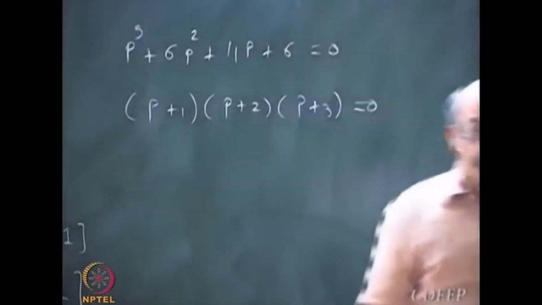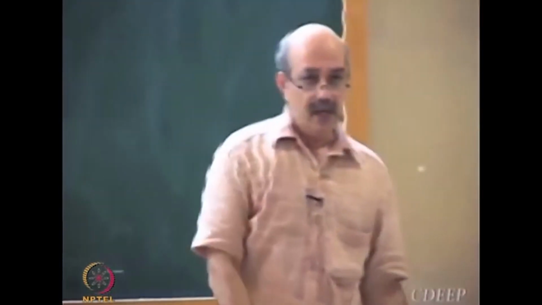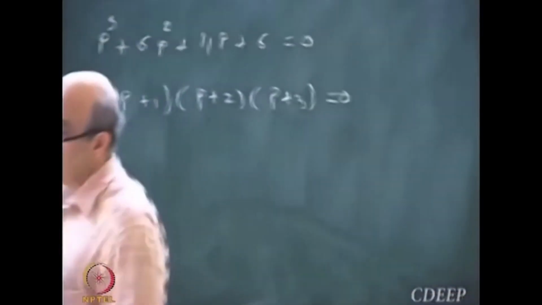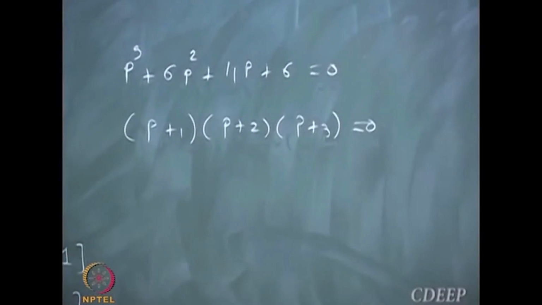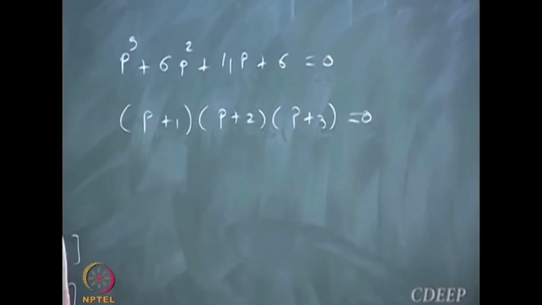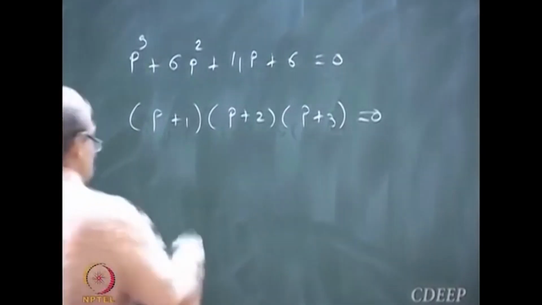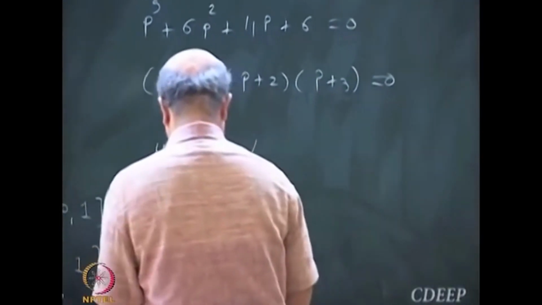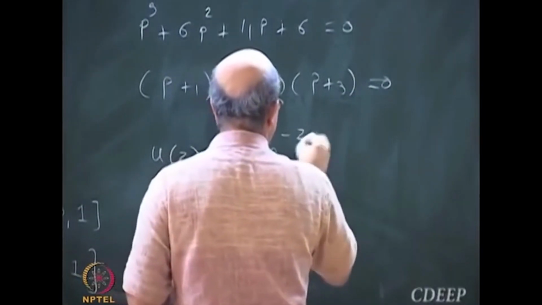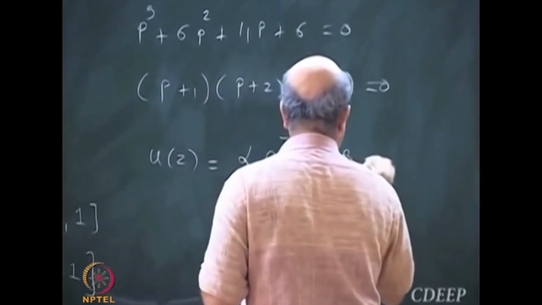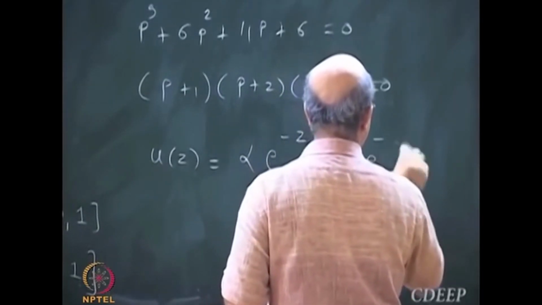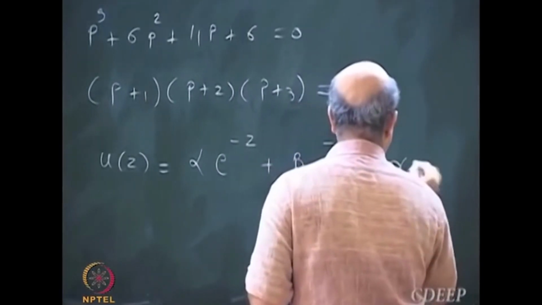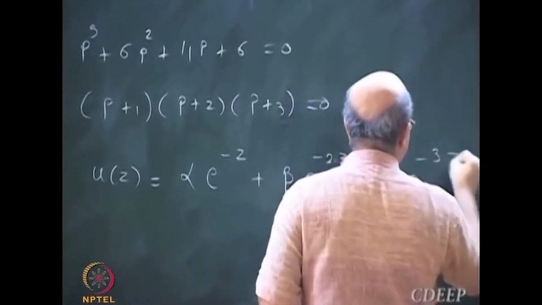So there are 3 roots, minus 1, minus 2, minus 3, and then all of you know how to write the solution. But what I want to point out here is something different. I want to talk about a span. Okay? So the general solution to this particular problem is given by u(z) is equal to alpha e to the power minus z plus beta e to the power minus 2z plus gamma e to the power minus 3z.